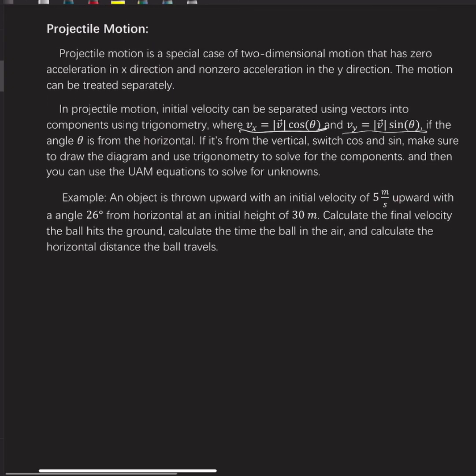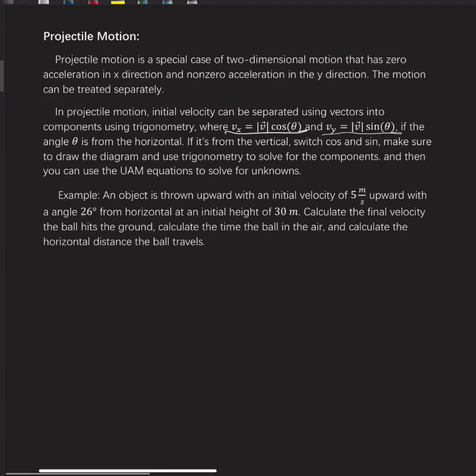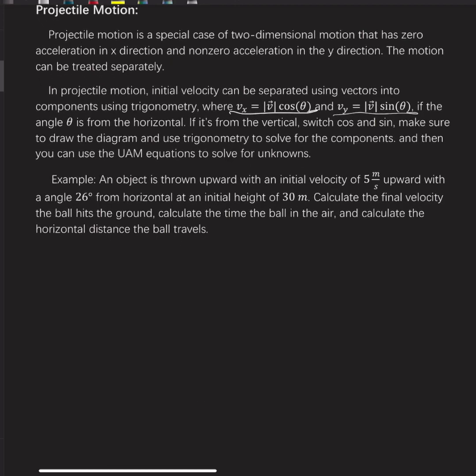And here's an example of it. An object is thrown upwards with an initial velocity of 5 meters per second at an angle of 26 degrees from horizontal, and an initial height of 30 meters. So the first thing we're going to do is draw a diagram for it.